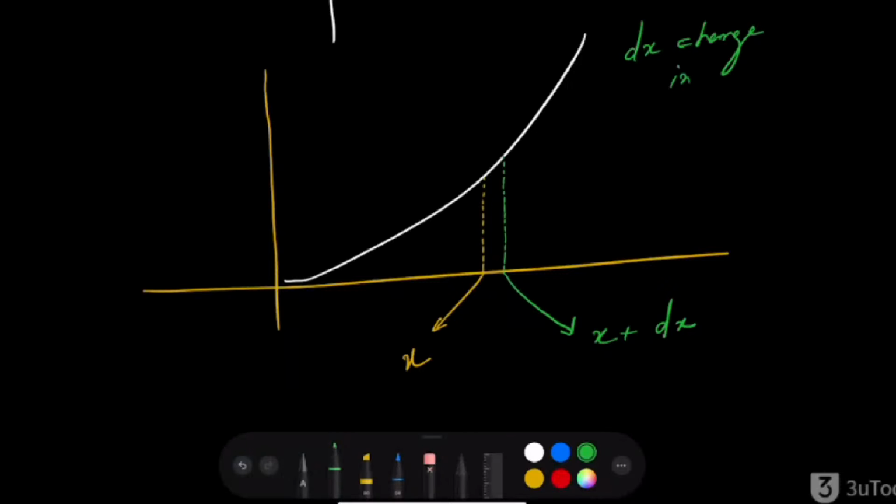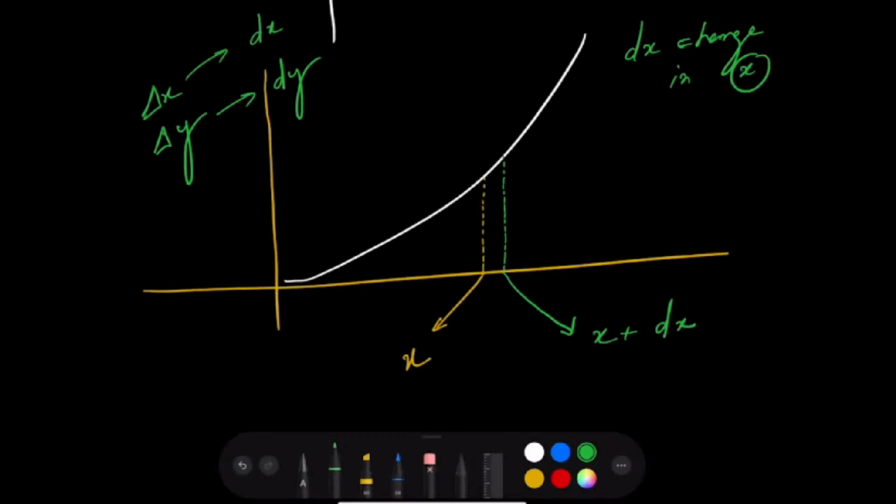Till now we were writing delta x and delta y. Why? Because changes were big. When the changes are small, we replace delta by d. So these are very infinitesimally small changes. So small letter d for delta. In Greek, capital delta is written as delta, small d is written as d, the same way we write in English. So for a big change, you use delta x. For a small change, you use dx. For a big change, you use delta y.